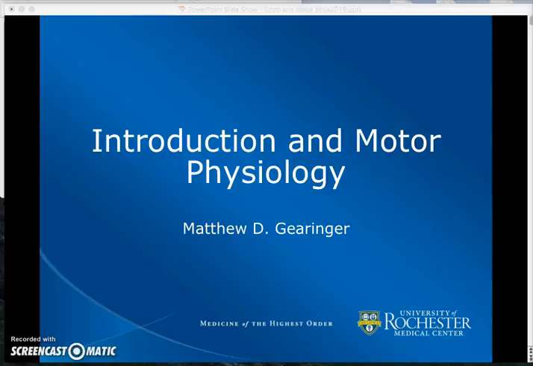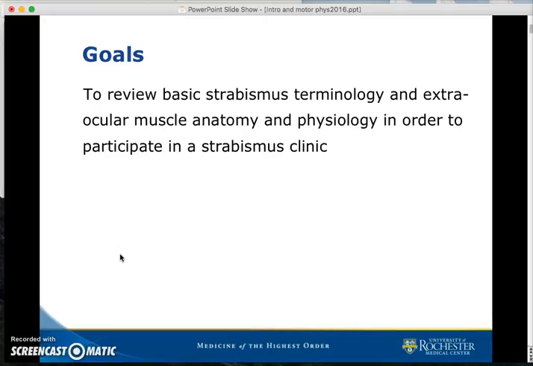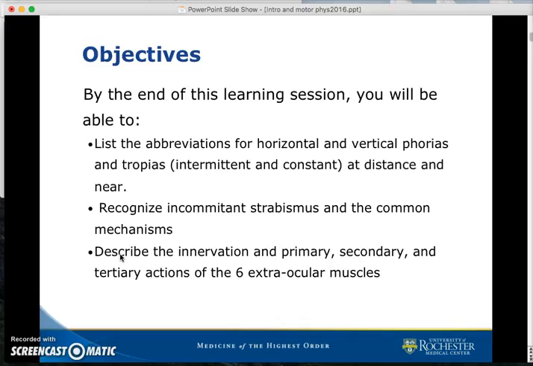Hi everyone, this is going to be our first lecture in the strabismus series this year. It's going to cover an introduction and motor physiology and anatomy. The goal of this lecture is to review the basic strabismus terminology and extraocular muscle anatomy and physiology so that you can participate in strabismus clinics and in the ORs.